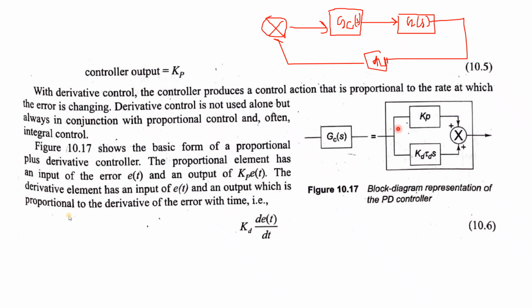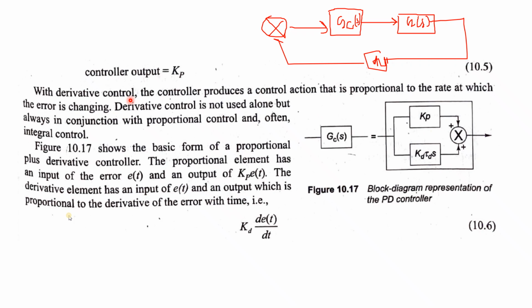So this Gc, which is in series with the plant, is this one. Over here they are connected in such a way that KP and the derivative term are parallel and they are adding to a summation point, and then the signal is going to this G(s). Now KP and the derivative term are not in series, they are added separately. What is this parameter KP? All of you know, KP is the gain of the forward path transfer function.